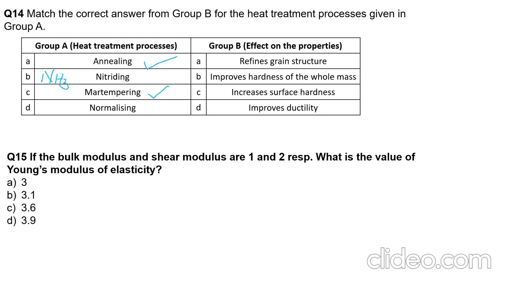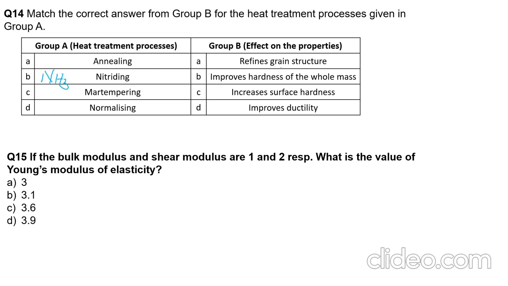So that is your normalizing. So these are processes. Now you have to say how it affects the property. Say for example annealing. What is the right option for annealing? What do you think among these properties will help you to attain the property?